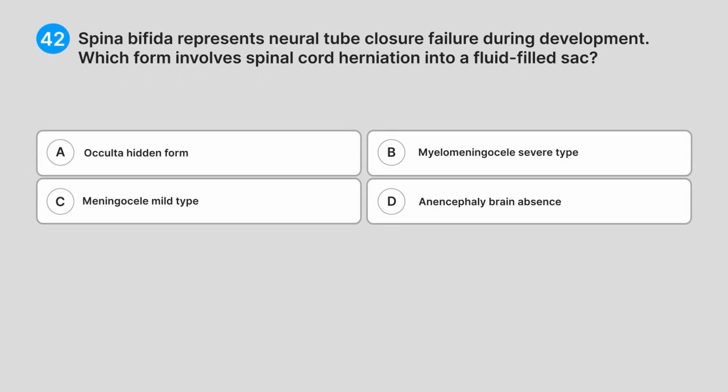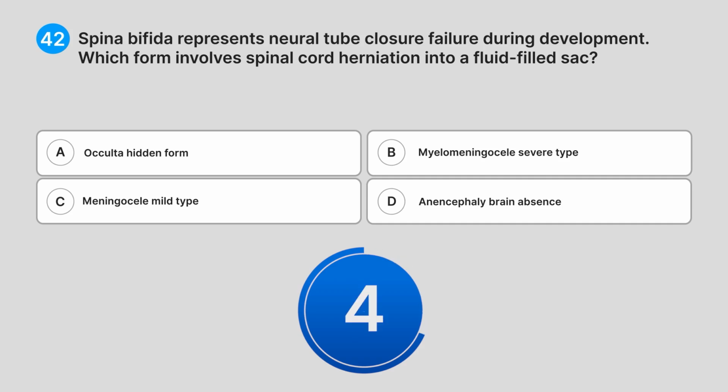42. Spina bifida represents neural tube closure failure during development. Which form involves spinal cord herniation into a fluid-filled sac? A. Occulta, hidden form. B. Myelomeningocele, severe type. C. Meningocele, mild type. D. Anencephaly, brain absence. Do you know the answer?